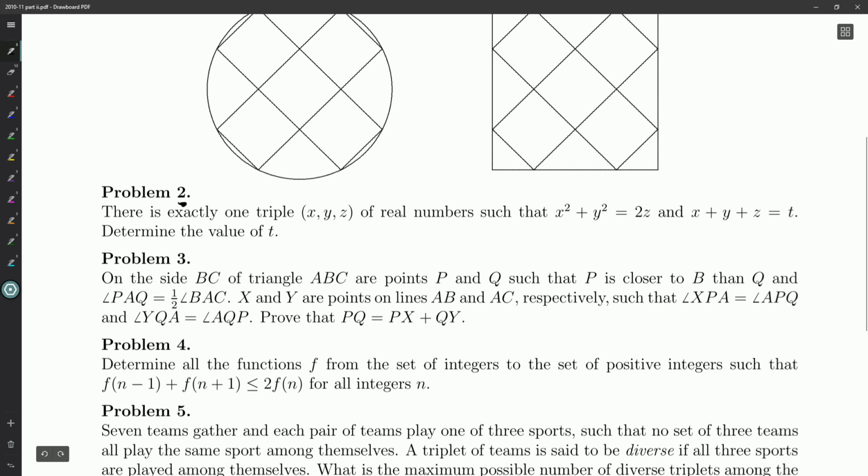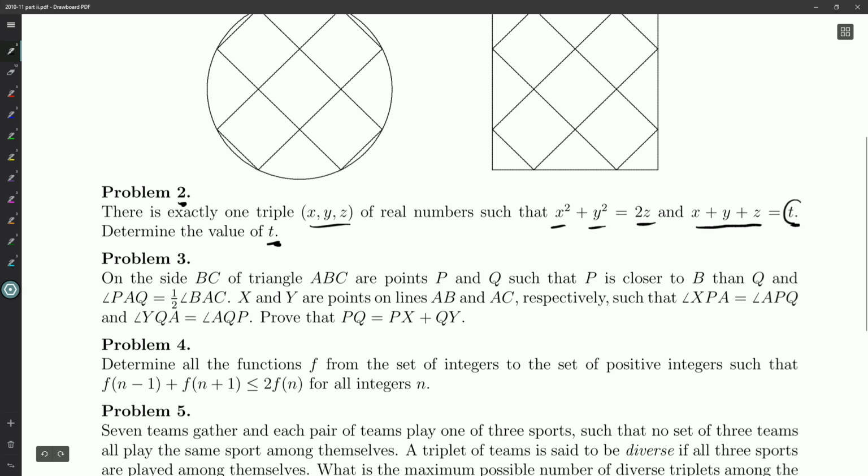We're still looking at our 2010-2011 year, part 2 of the Alberta Math Contest, and we are on to problem 2. There's exactly one triple x, y, z of real numbers so that x squared plus y squared is 2z, and x plus y plus z is t. So this is sort of the intersection of two surfaces in 3-space, but I don't think we're going to have to deal with that. They just want to know what's the value of t.